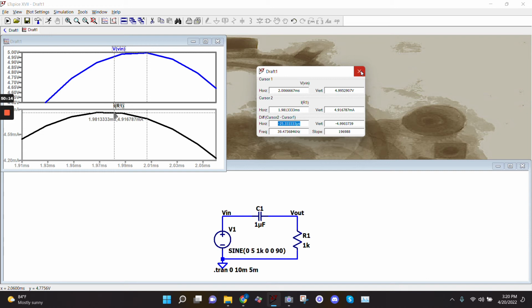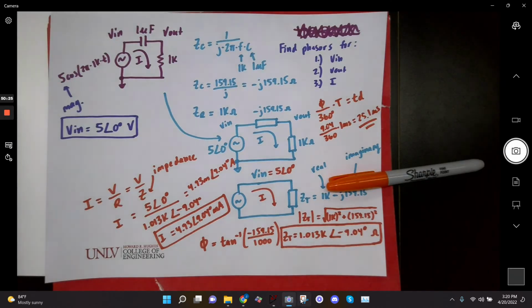Okay, and it's really easy because all we have to do is I over R again, but for just across the output. It's the same. It's just using Ohm's law again. So let's go back to the paper. Let me get another piece of paper.